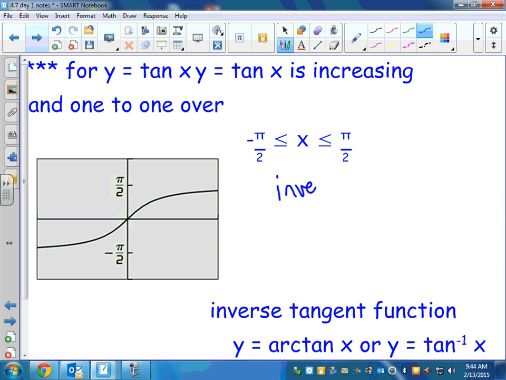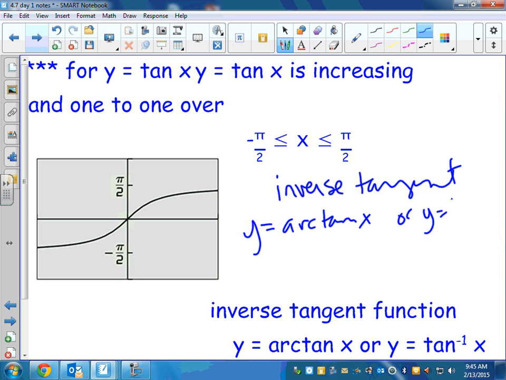So inverse tangent, we can say is y equals arc tan x, or y equals inverse tangent x. Don't say tan -1 x, right? That's what non-math people say. When you see this, you say inverse tangent x.